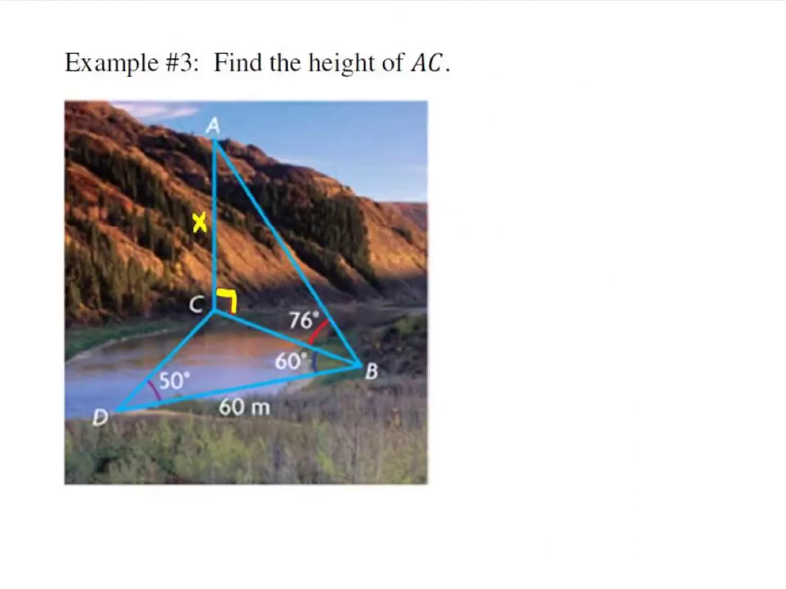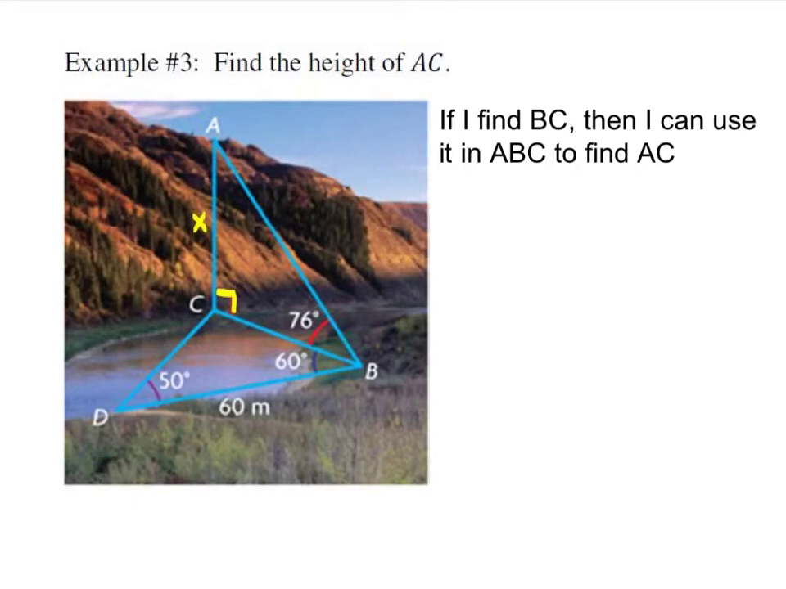We have two triangles here, right? Kind of like a 3D model, sort of. And we need to find height AC right here, the x. Okay, so what's my strategy? Well, notice that this triangle ABC is a right triangle. So if I find out what BC is down here from this triangle over here, then I can use it, since I have an angle and a side, to find out what my unknown AC is.